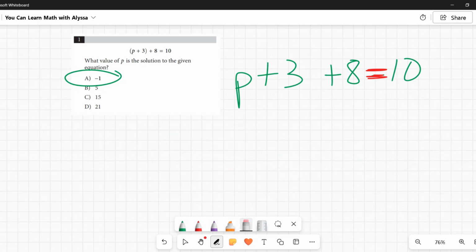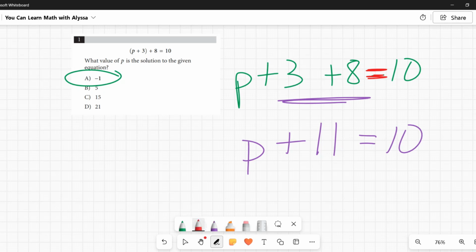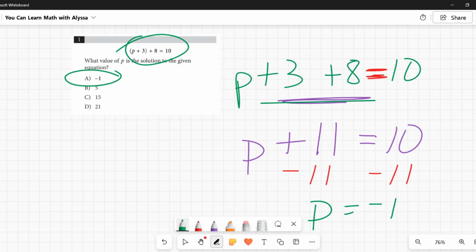So again, yes, in this particular one, if anyone says, well, could I have just ignored the parentheses and added those together? In this particular case, yes, I could have. P plus 3 plus 8 is 11. And then undoing what's been done to p, I subtract 11 from both sides. Still have p on the left. 10 minus 11 is negative 1. See, I still got negative 1. But again, don't think you can do that in every one that has parentheses. This particular one you just could because they are both pluses, both addition.